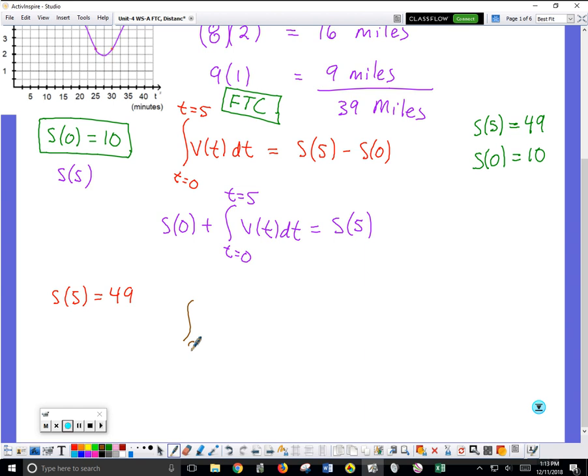So this integral is going to compute the amount that the position, hold on, I messed up. One second. So first I'm going to say that at time 5, the position of the object is 49. And I just need to work backwards. So I want to take away from that how much the position changed. So I do the integral to find how much the position changes.